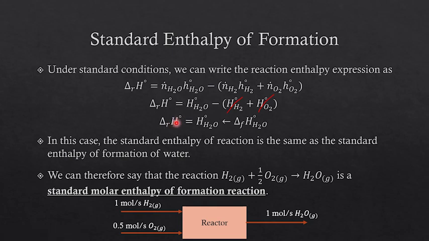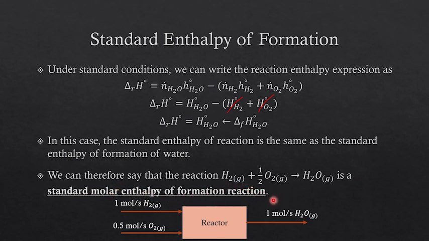Therefore, our standard enthalpy of reaction is equal to our standard enthalpy of water, which is now determined as the standard enthalpy change of formation of water. Okay? This value is a constant, the standard enthalpy of formation of water. We can find values of these constants in the appendices of our thermodynamic books. And this will serve as our reference value for our determination of the enthalpies outside of the standard state. Since this is our conclusion, we can say that our previous reaction, hydrogen gas plus 1/2 oxygen gas yields water gas, is a standard molar enthalpy of formation reaction.